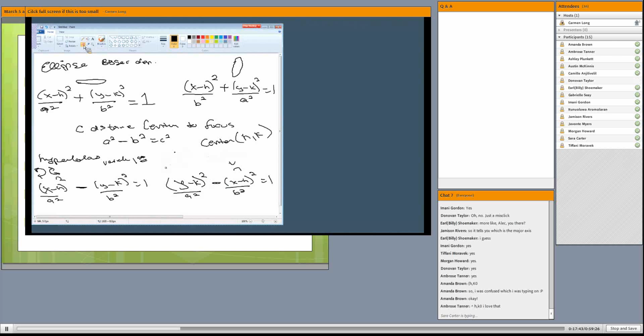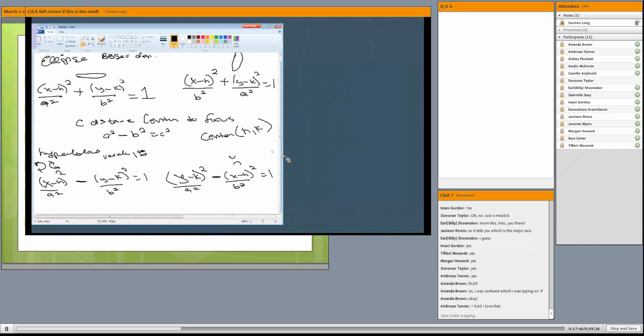Okay? Now we got to get all the pieces and parts. I don't know if I'm going to be able to fit it on here. Ooh, I don't think I'm going to be able to.